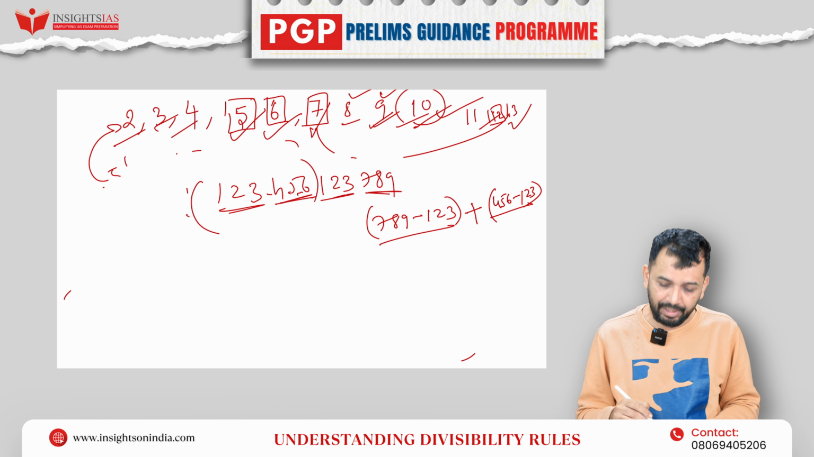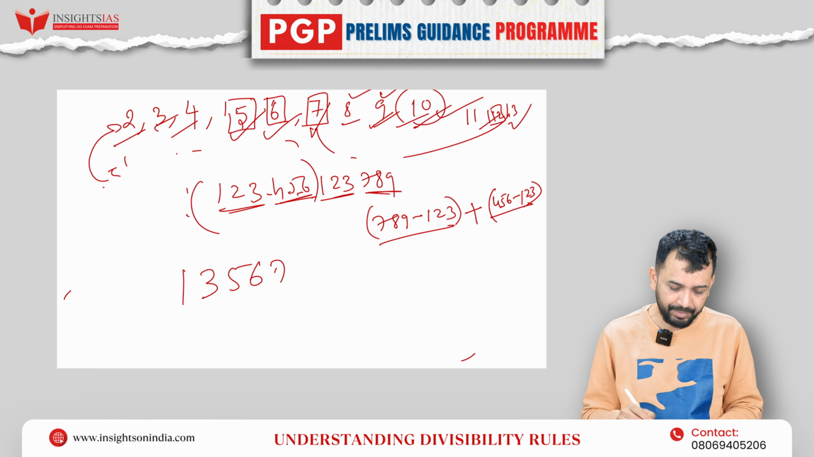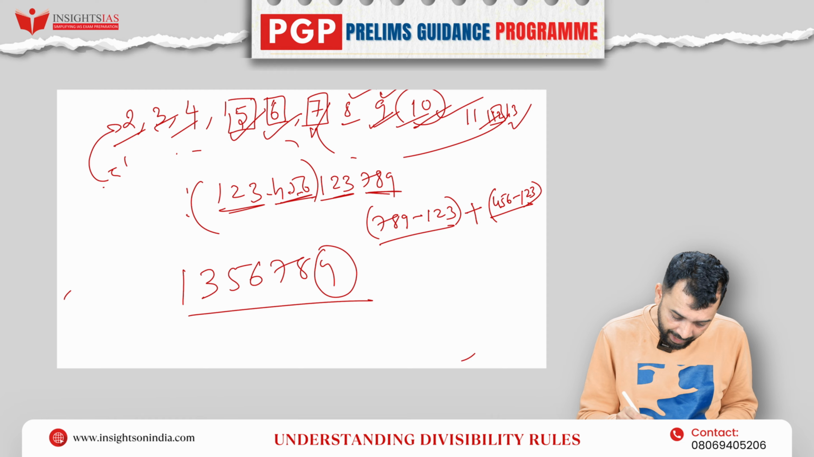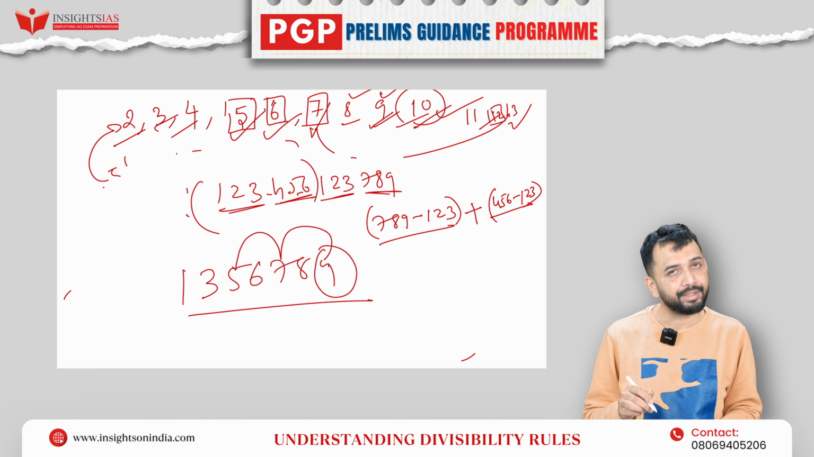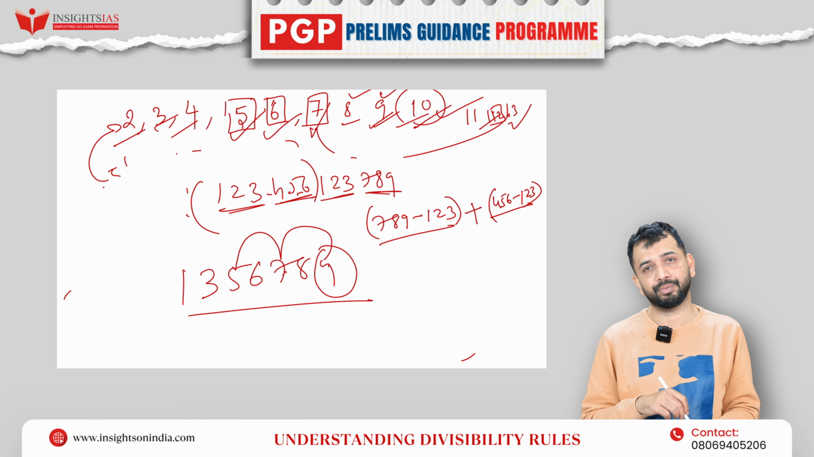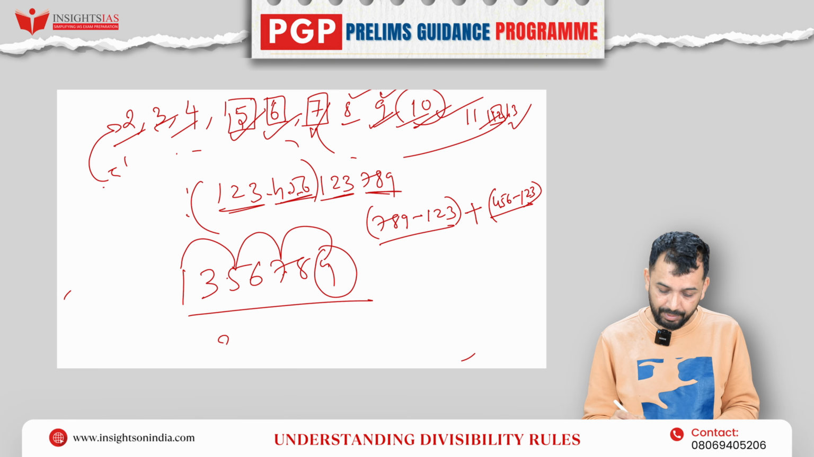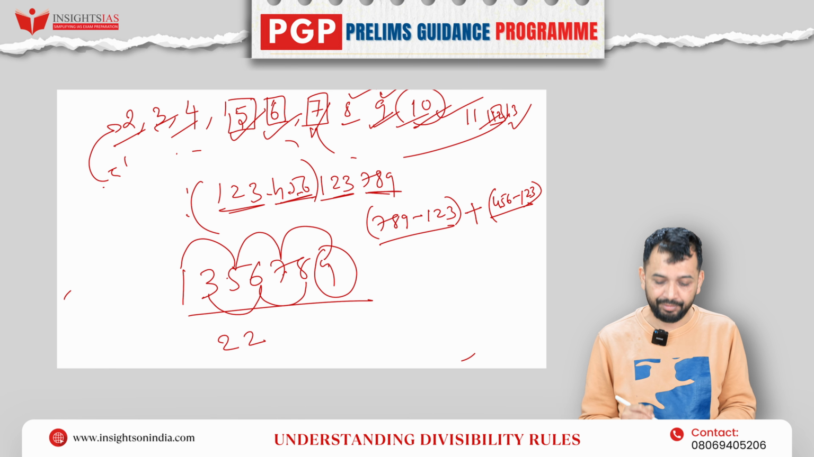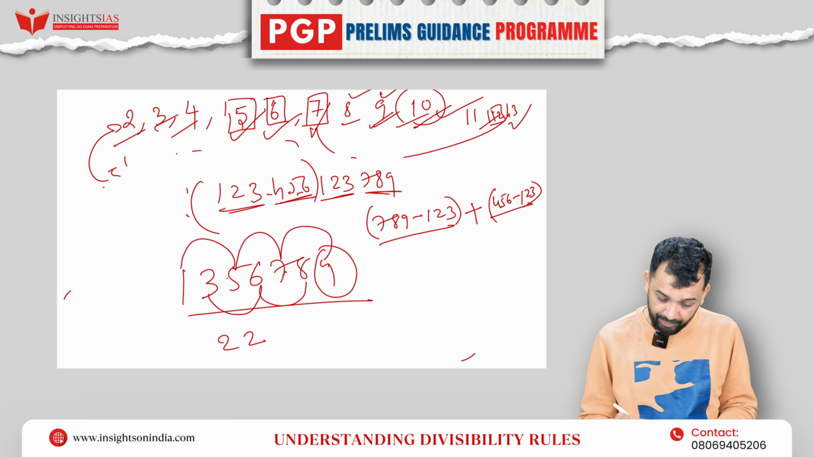Then finally for 11, it is very easy. Take a number like 1, 4, 5, 6, 7, 8, 9. From the right hand side, keep on adding alternate digits. 9 plus 7, 16. 16 plus 5, 21. 21 plus 1, 22. Similarly, you add the alternate digits here. That is 8 plus 6, 14. 14 plus 4 is 18.